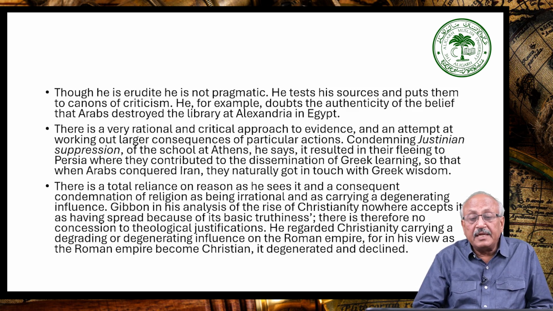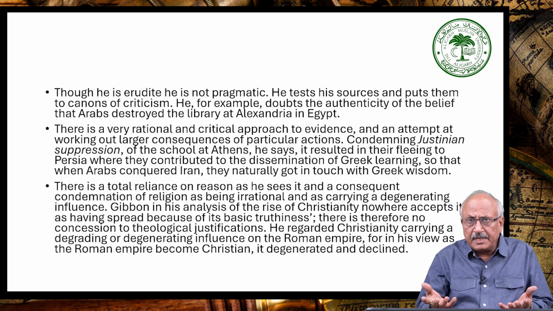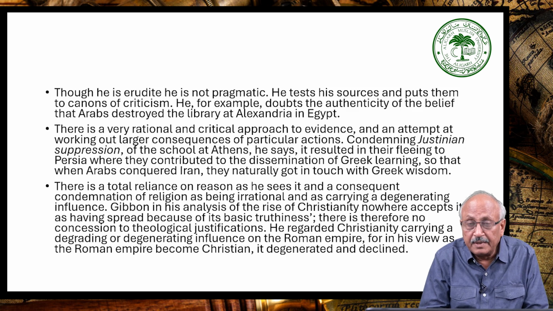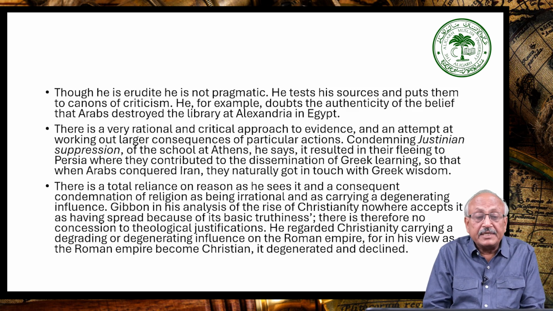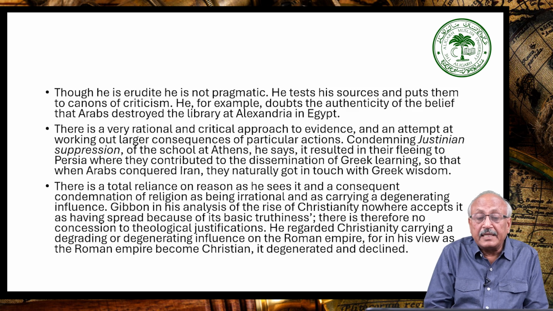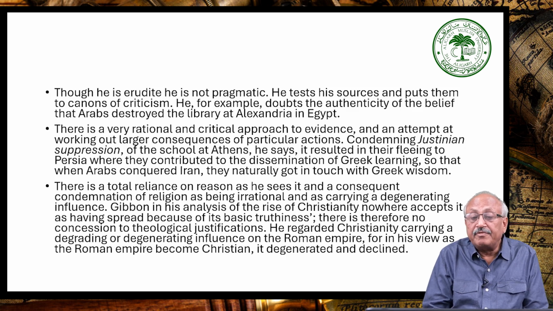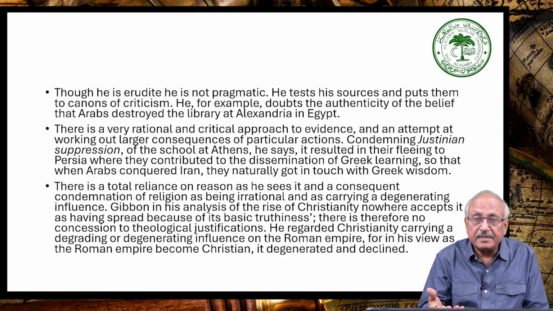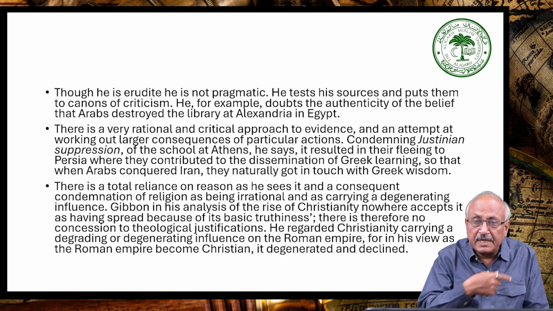There is a very rational and critical approach to evidence, an attempt at working out larger consequences of particular actions. History deals with causes and consequences, so he goes into that paradigm. Condemning Justinian's suppression of the school at Athens, he says it resulted in their fleeing to Persia, where they contributed to the dissemination of Greek learning, so that when Arabs conquered Iran, they naturally got in touch with Greek wisdom. And then Arabs translated it, and it took a full circle.